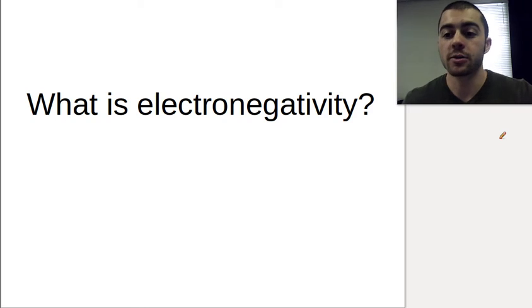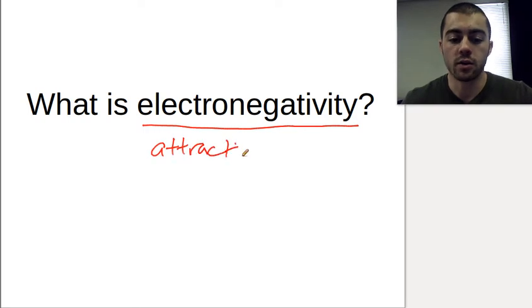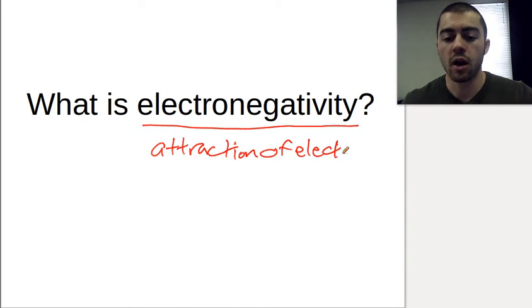In this Regents chemistry video, we're going to talk about polarity of both bonds and molecules. So the first thing we need to think about in terms of polarity is what is electronegativity. So remember, electronegativity is the attraction of electrons. So basically, we're saying how much does an element want electrons near it.